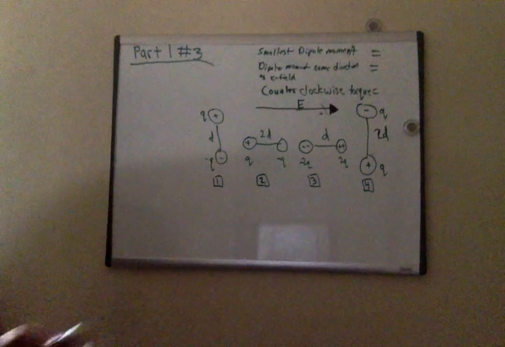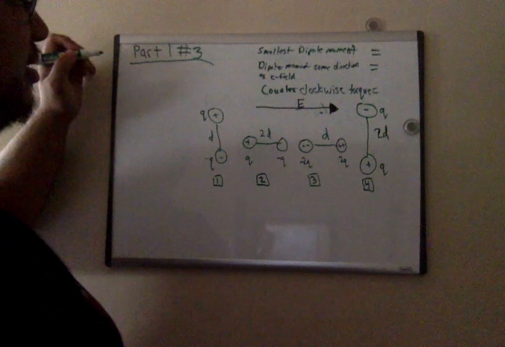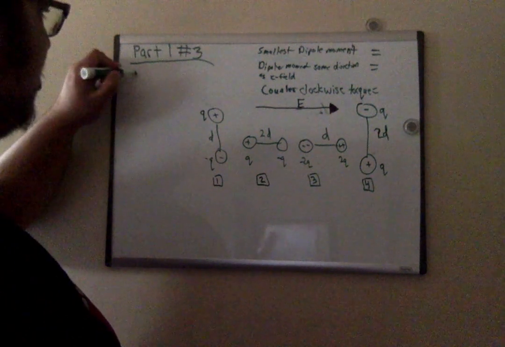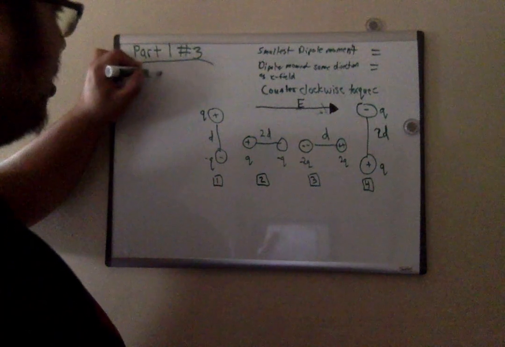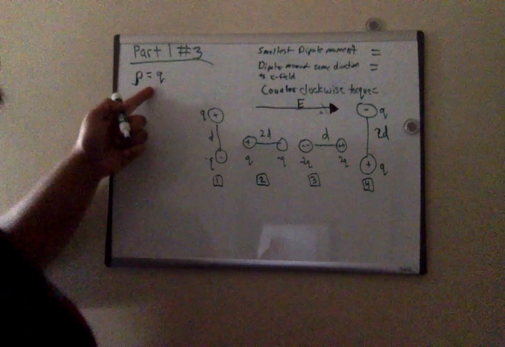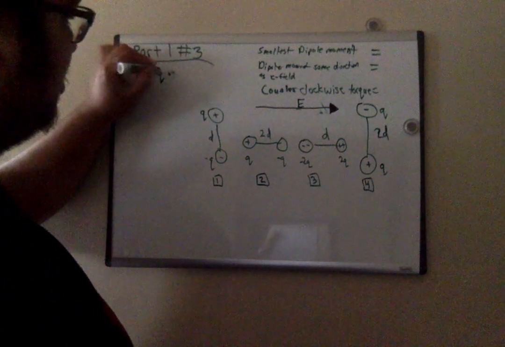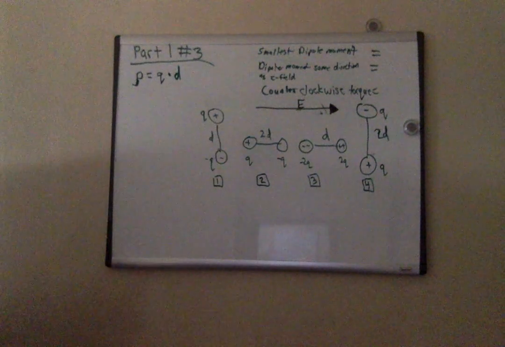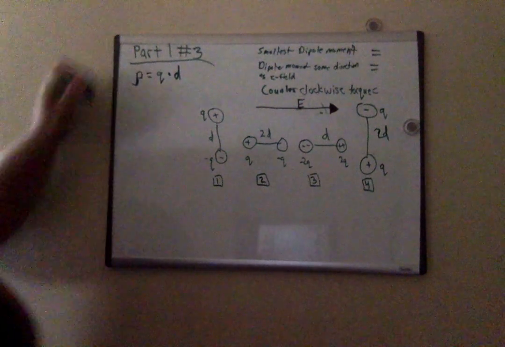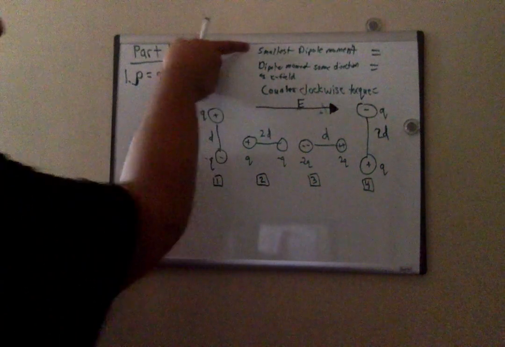So the things to think about in this problem is that the magnitude of the dipole moment, which is lowercase p, is equal to the charge, basically the charge of the positive part of the dipole, times the distance between the two charges in the dipole. So that's one thing to keep in mind. That's going to help you figure out this one.